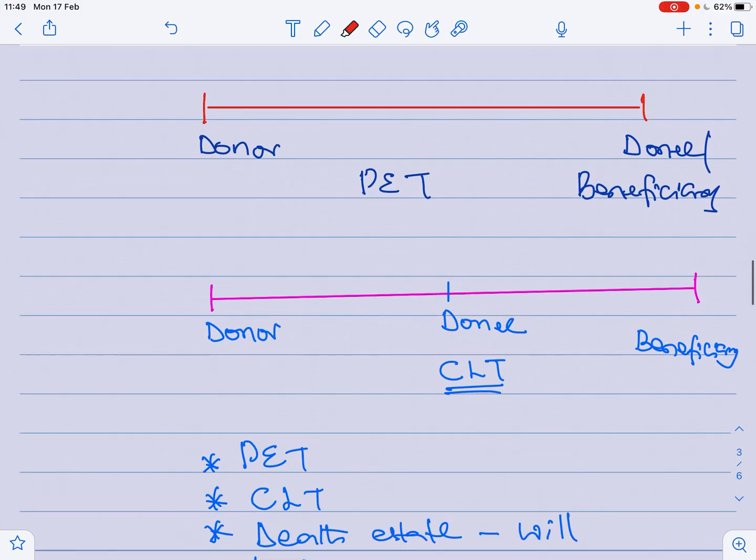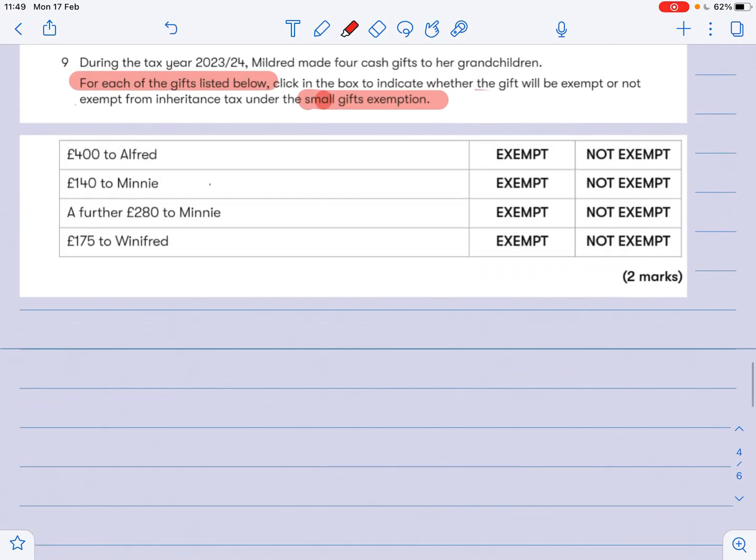Okay, so we want to know whether the gift to Alfred of £400 in the tax year 2023-2024 will be exempt under small gift exemption. And we have another individual, Minnie, who first received £140 from the donor, and later a further £280 was made to the same donee, that's Minnie. Okay, and we have the third person, Winifred, who received from the donor £175.